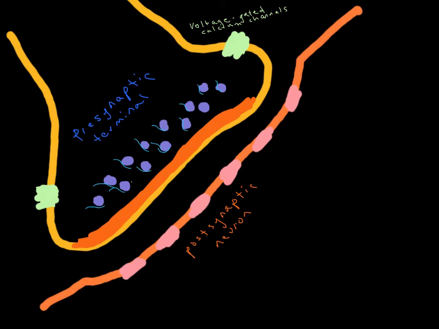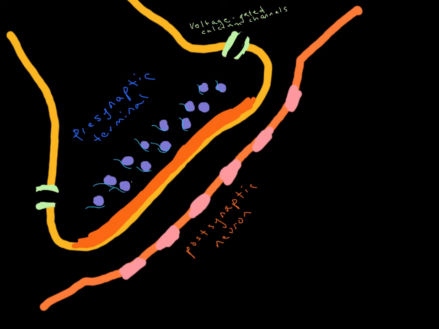Now what happens is that when that action potential reaches the presynaptic terminal through either a myelinated or an unmyelinated axon, voltage-gated calcium channels open up, and because we know that there's a higher concentration of calcium on the outside of the cell relative to the inside of the cell, calcium consequently starts to flood into the cell, into the presynaptic terminal.